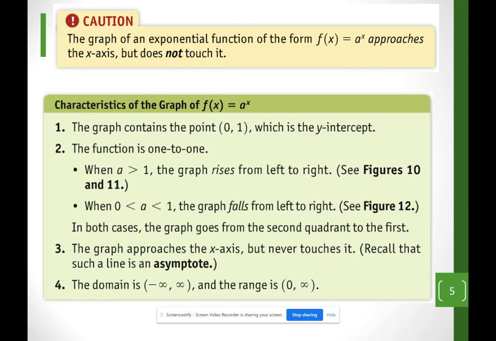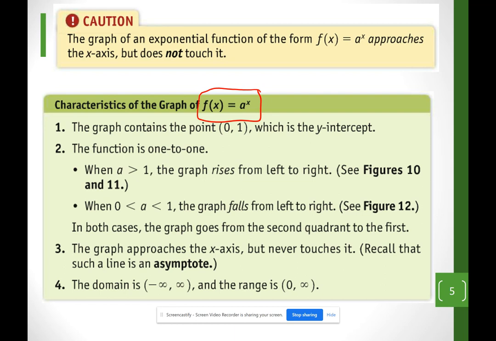So now let's see what the book says. The graph of the function contains the point 0, 1, which is the y-intercept. It will always have the point 0, 1 when it's in the form of a to the x. The function is 1-to-1. If my a is more than 1, the graph rises from left to right. The graph goes up. If my a is still positive, so it's more than 0, but less than 1, so a number between 0 and 1, then the graph goes down.